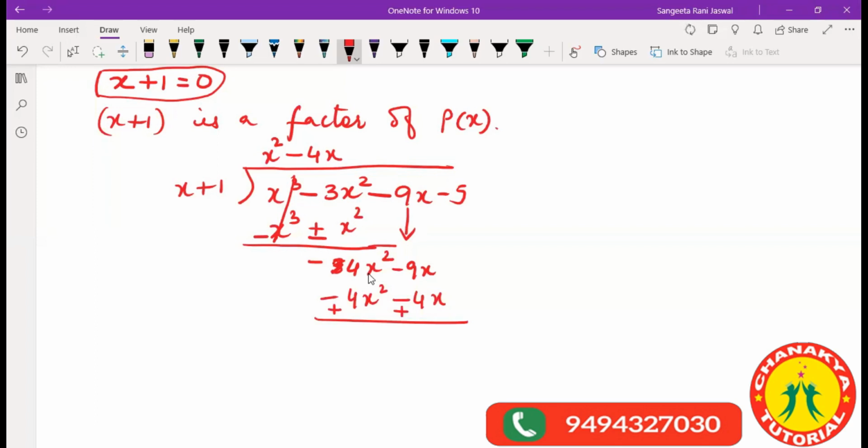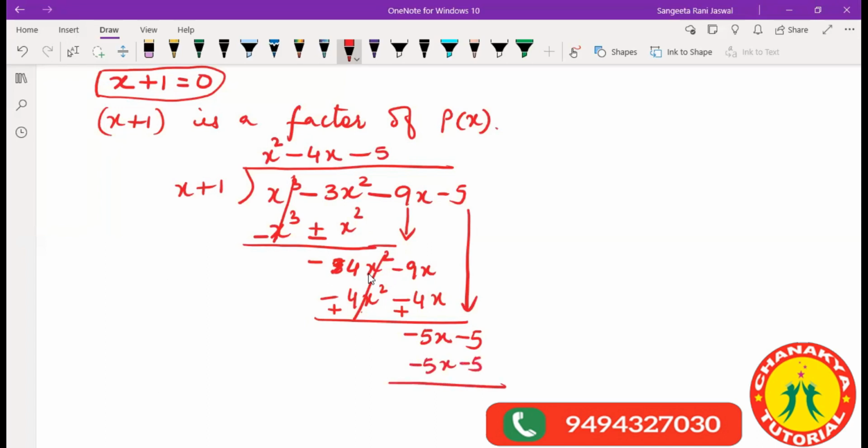Okay, very nice. So now when I have this negative and this positive, this term will be ruled out. So now I have minus 9 and plus 4. Minus 9 and plus 4 is minus 5x. And now I will take down this minus 5 here, as we do in normal divisions. And now I will multiply this with minus 5. Minus 5 into x will give me minus 5x, and minus 5 into 1 will be minus 5.